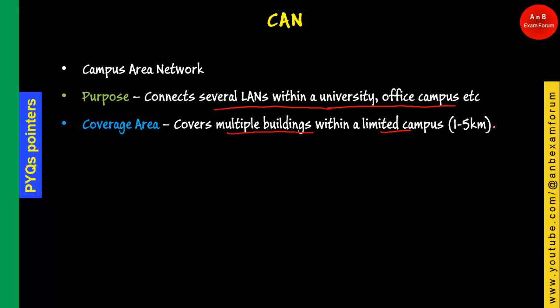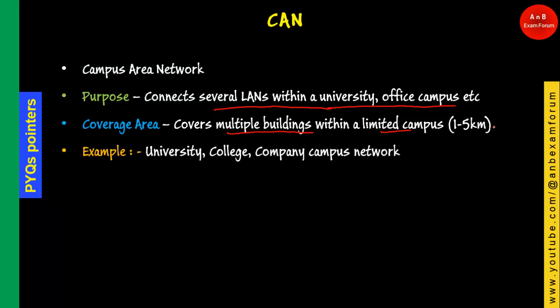So it is more than a LAN. It is going to cover multiple buildings, whereas if you see, a LAN covers only one building or one room, whereas a CAN is going to cover multiple buildings up to 5 kilometers. It can be used in a university, college, or campus area network.